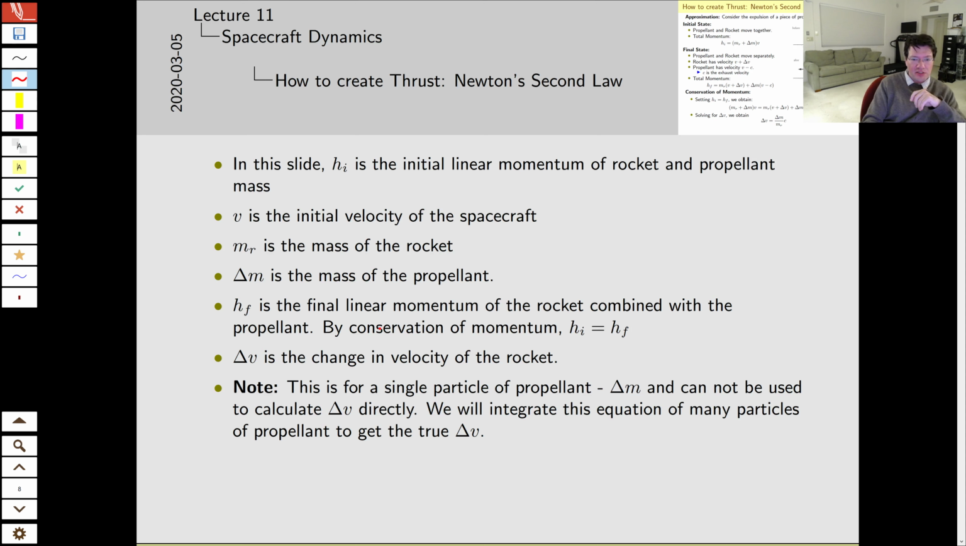So again, I don't think there's anything new here. This is for a single infinitesimally small particle of propellant, and it's not really the equation we use. This is not the rocket equation. This is a single particle of propellant. You have to spit out a lot of propellant in order to get a reasonable delta V. So we'll take these as delta m's, and we'll use calculus to integrate this equation in order to get the total delta V for a lot of propellant.